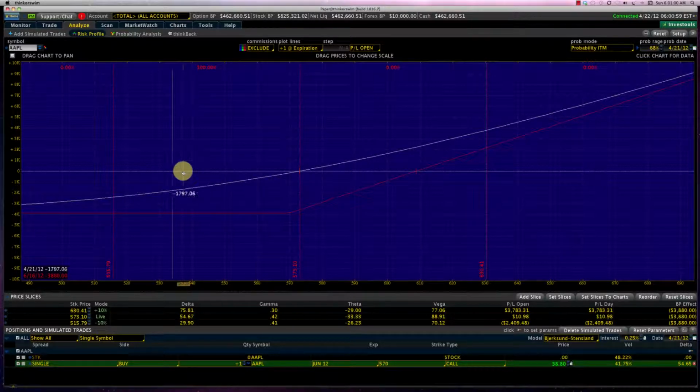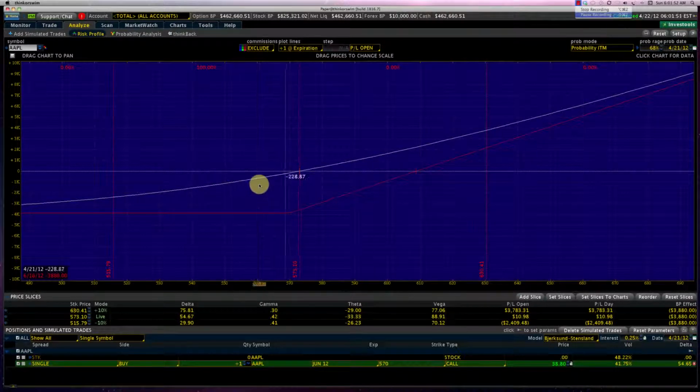On the other hand, if Apple crashes all the way, it doesn't matter how much it crashes, because your losses are capped beyond a certain point, beyond what you pay for the option. And so here we have a max loss of 3,880. You can't lose more than 3,880. That's your maximum loss as a buyer of this option. And that's exactly what you see. If Apple expires anywhere below 570, your max loss is going to be 3,880.